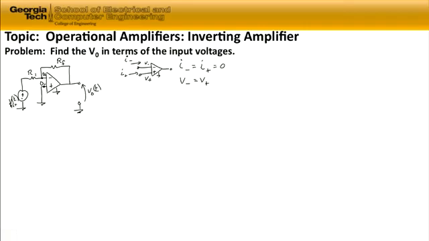So if we use Kirchhoff's current law at that node, we'll call it node 1, then we can sum the currents into that node. We have a current through R1, we have a current through R sub F, and we have the 0 current associated with the inverting input. So let's first look at the current through R sub 1. It's going to be Vn minus 0 over R1.